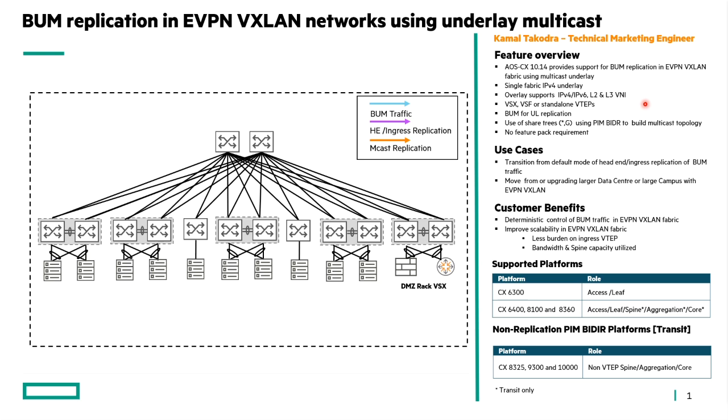Standalone, VSF and VSX architecture is supported for access VTEPs. The traffic type for this feature is BUM, so broadcast, unknown unicast and multicast traffic. Using PIM bidirectional in the underlay, the Aruba CX switches themselves become both sources and receivers to build a star topology multicast tree. No feature pack is required for this enhancement.